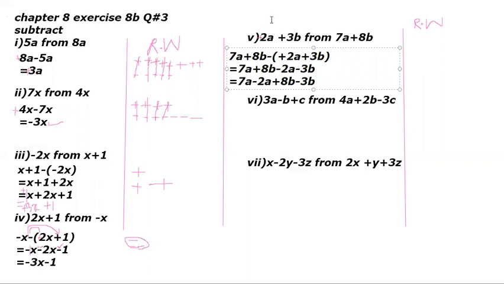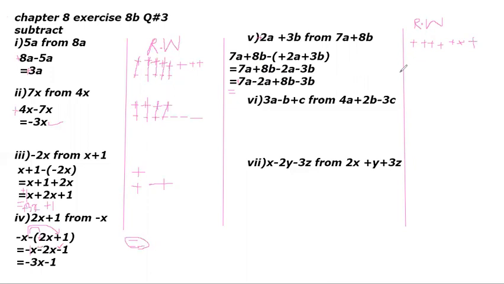Now I will do the next step with my pencil. Okay. Now 7a means that it is positive 7a. Using the tiles method, we will put the positive sign 7 times: 1, 2, 3, 4, 5, 6, 7. This is 7a. I have done it here. A positive a, 7 times.